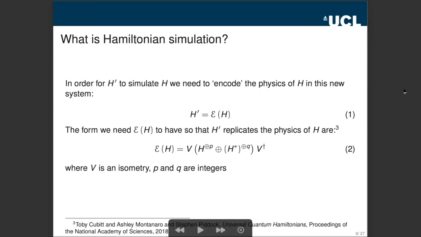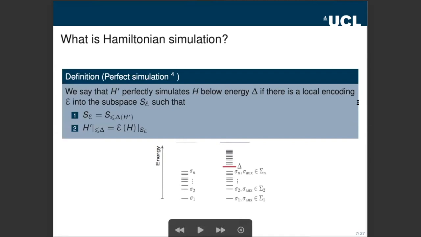So the encodings as defined here map the physics of a target system into a subspace of the simulator system. And typically the subspace we're interested in mapping into is the low energy subspace of the simulator system. So with this in mind, we can define the simulation as follows. We say that H prime perfectly simulates H, below energy cutoff delta, if there is a local encoding into this subspace, such that this subspace is exactly equal to the low energy subspace of H prime, and that H prime restricted to the low energy subspace is equal to the encoded version of H. So below the energy cutoff delta, the two Hamiltonians are equal.